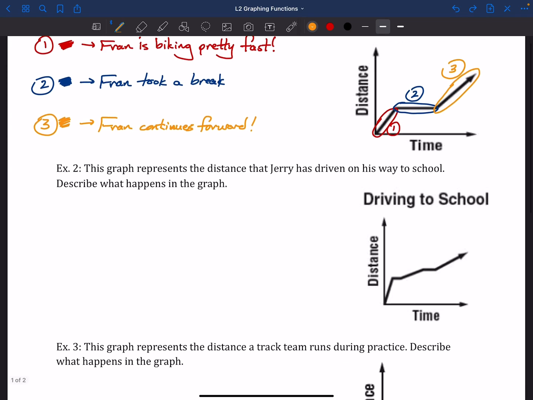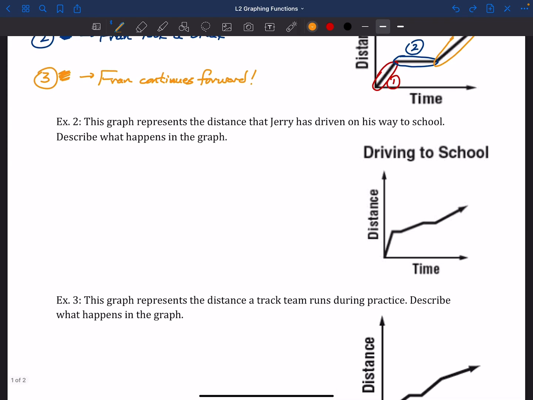All right, let's try another one out. We've got another graph that represents the distance that Jerry has driven on his way to school. We want to describe what happens in this graph. All right, so what I'd like you to do is pause here, take a second and see if you can identify how many different little chunks we have there. So give it a shot. Unpause when you think you got it.